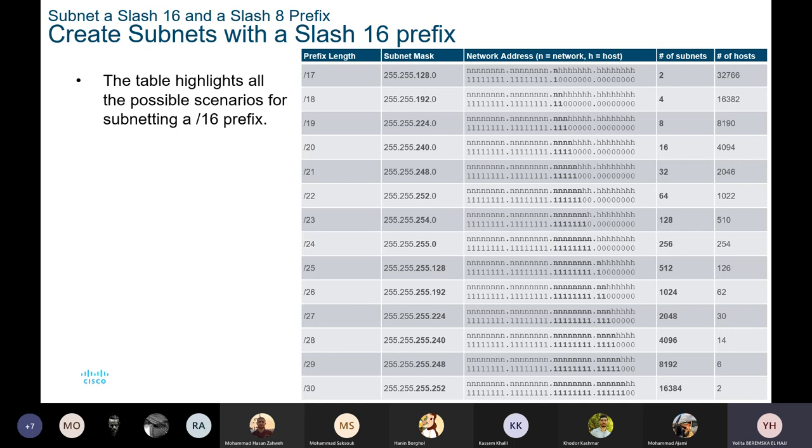For 18 we will take 2 bits from the original host part. It means that we have 8 plus 8, 16, plus 2, 18. For the host, we have how many? 8 plus 6 are 14. So 2 to the power 14 minus 2 is 16,382. And we work in the same manner to reach the last one when we have prefix 30. The last two bits are only for the host, and there should be only two useful host addresses.